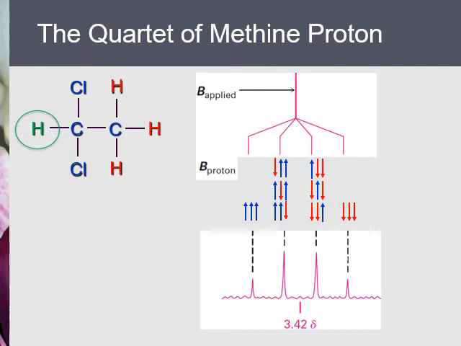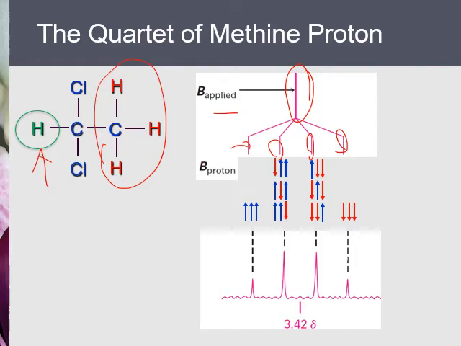Again, this is the absorption line due to the green hydrogen when there's no hydrogen attached to the neighboring carbon. And now when these 3 hydrogens are attached to the molecule, the spin combinations give you 4 effects on the applied magnetic field, causing the absorption to split into 4 absorptions, and the intensity is 1, 3, 3, 1.